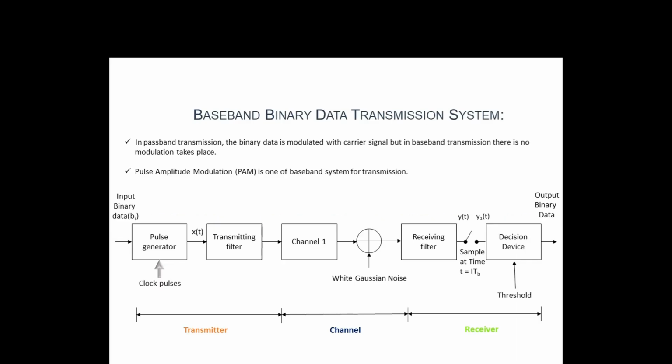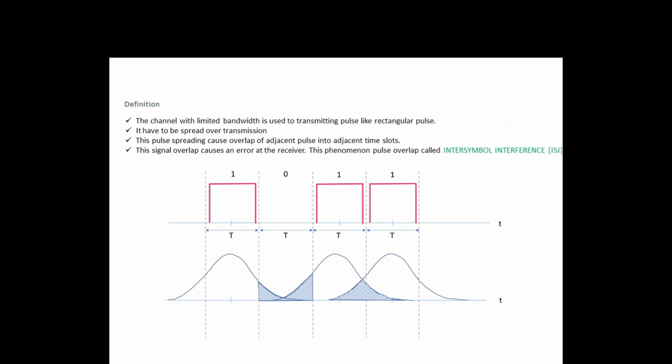Then baseband binary data transmission system. Actually, we don't have baseband binary data transmission system in our syllabus. So simply, we have intersymbol interference in our syllabus. So what is ISI, intersymbol interference? As the name implies, it is a kind of interference, a noise or disturbance. Simply we can say if the adjacent symbols are overlapping together, we get this kind of noise.